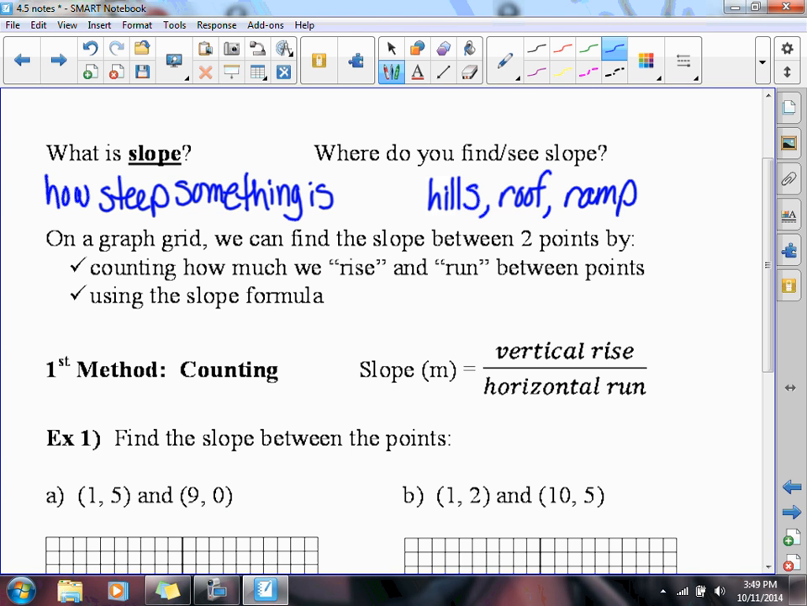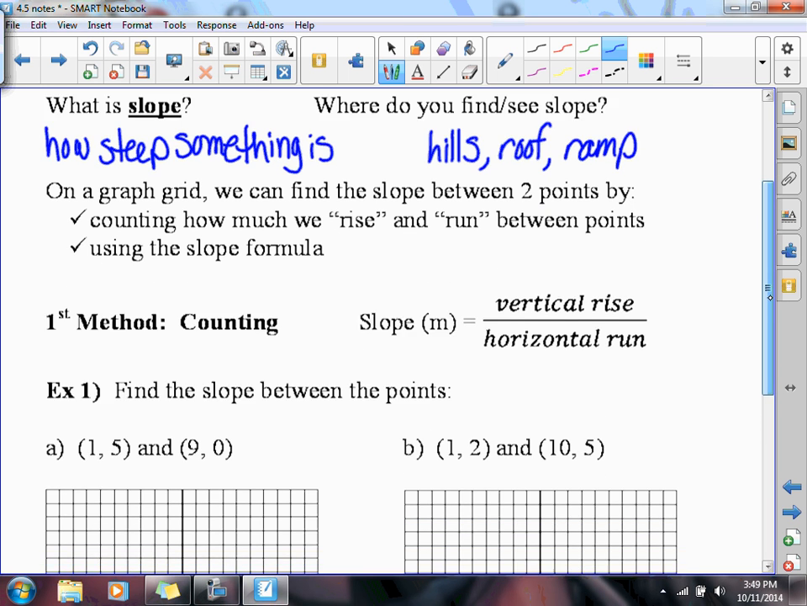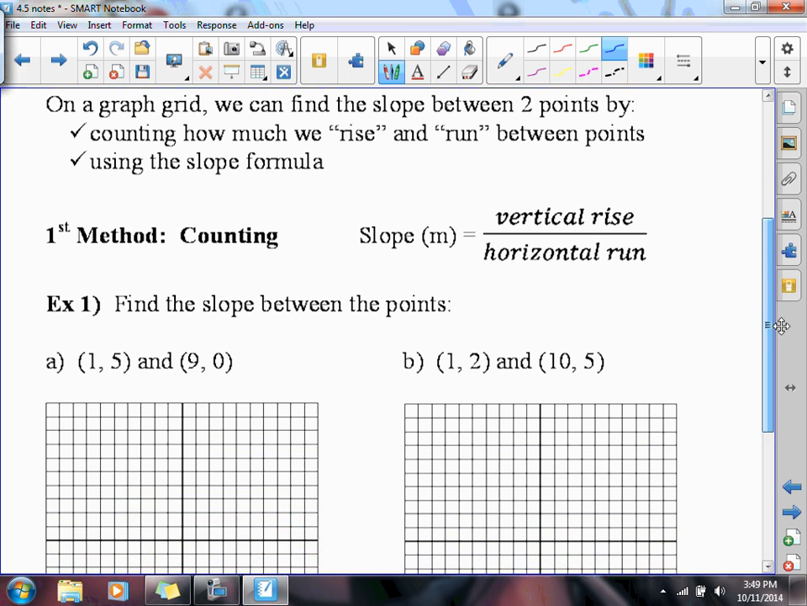Now, when we're dealing with it on a graph grid, we can find the slope of a line on a graph in a couple of different ways. We can count it, meaning we can count the rise and the run between 2 points on the line, or we can use a slope formula. And you'll get the same answer either way.